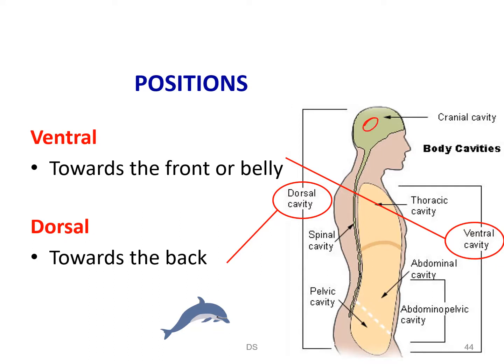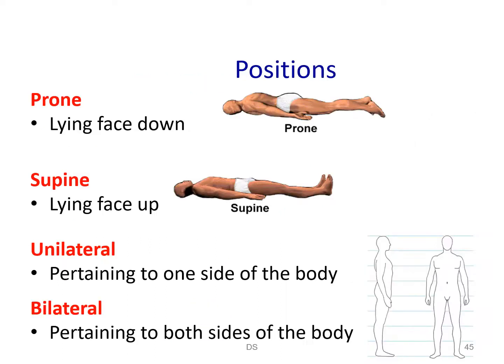The dorsal cavity, the cranial cavity, and the spinal cavity. The ventral cavity is this cavity: the thoracic, the abdominal, and the pelvic cavity. The others are the positions.